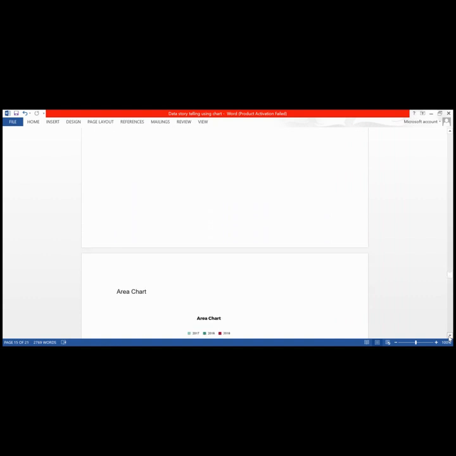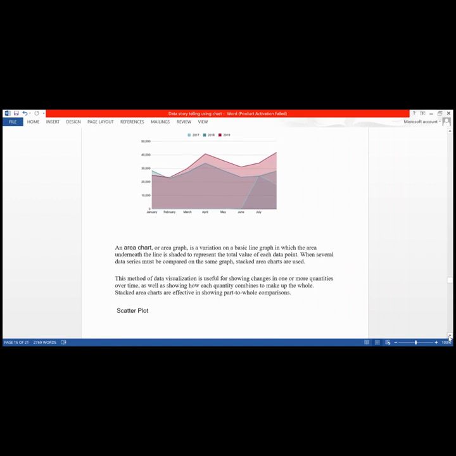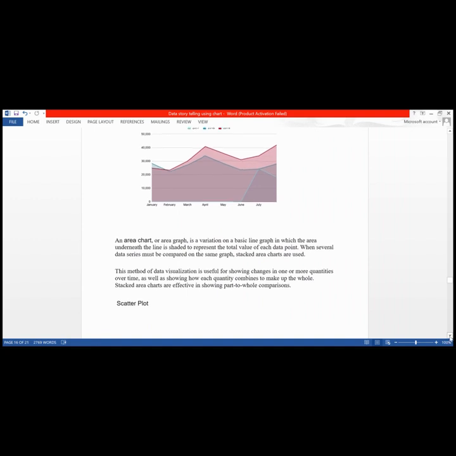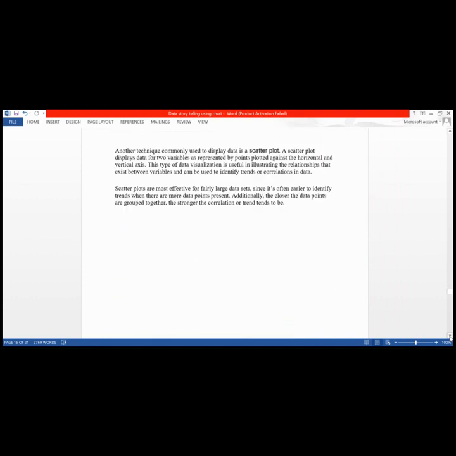They also have area charts. This method of visualization is useful for showing changes in one or more quantities over time, as well as showing how each quantity combines to make up the whole. So they are effective in showing parts to whole comparison. I've talked about scatter plots, so I don't want to waste time here.